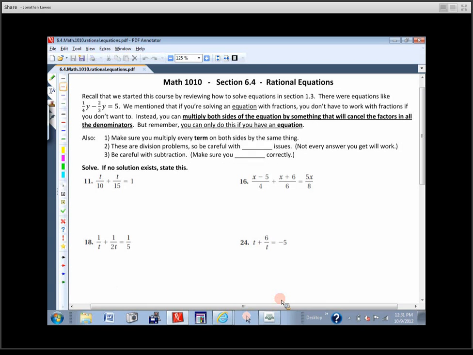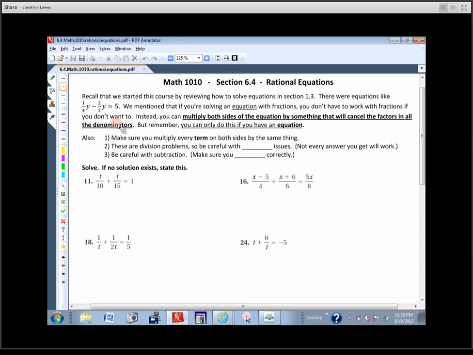So we're going to start off today by talking about some stuff that we learned in 1.3. In fact, we solved this equation right here. Okay, so this equation was 1/4 y minus 2/3 y equals 5. Pretty simple linear type equation, but it's got fractions in it, so it's not that fun to work with. But we made the point that if you have an equation, and it's got to be an equation, you don't have to work with fractions if you don't want to.